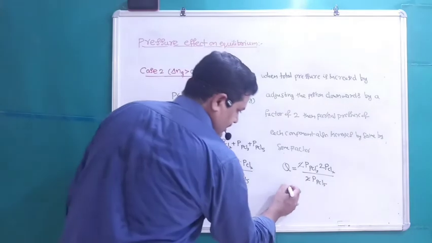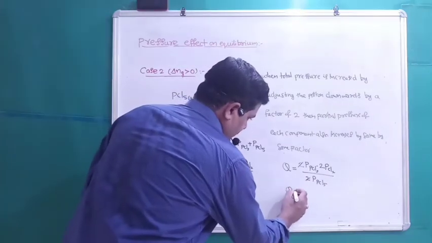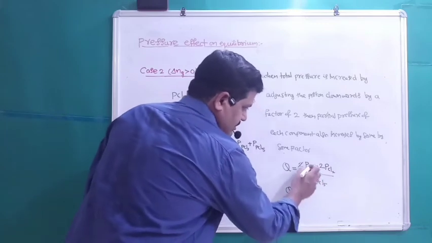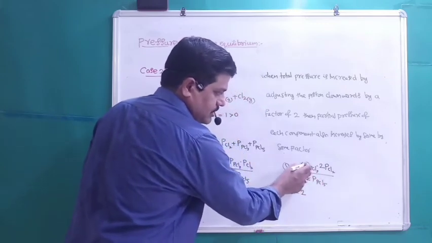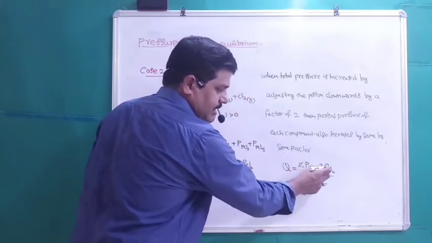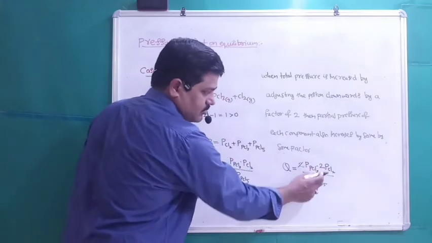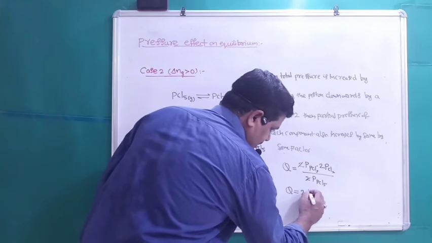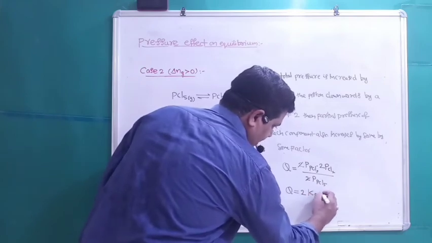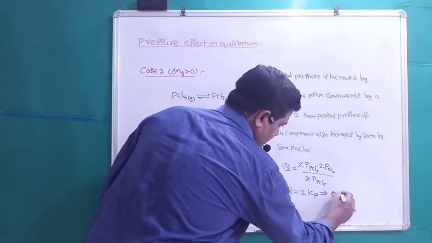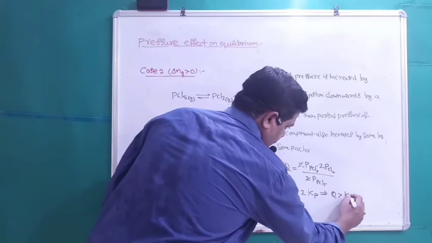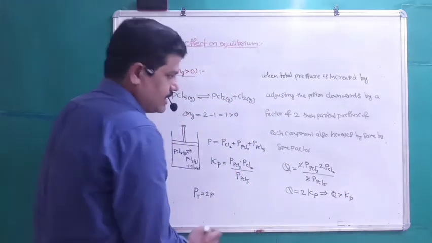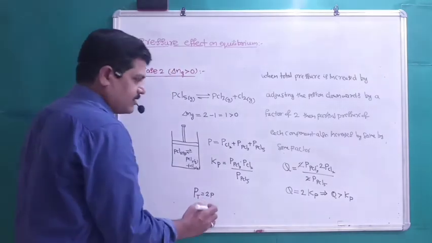So we are getting that Q is equal to 2 into this total expression, pressure of PCl3 multiplied by pressure of Cl2 divided by pressure of PCl5. We can write it as Kp. That implies Q is greater than Kp. When Q is greater than Kp, equilibrium will shift in the backward direction.